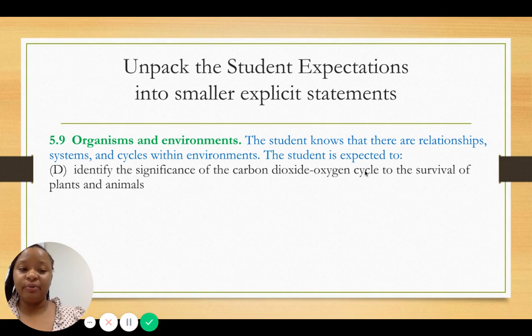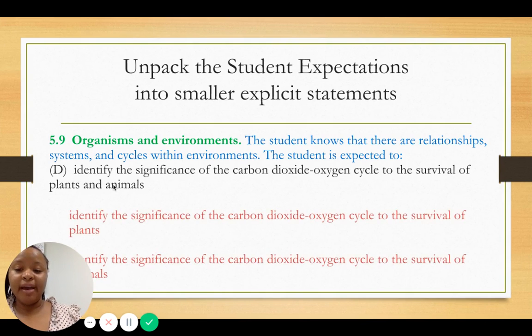What are my contextual components? So what is this dealing with? It's dealing with the survival of plants and animals. So I have one verb, one main topic or concept, but I have 2 contextual parts. So what I need to do is split this up a little bit more so that when I go teach, I am focusing on this skill that they need to do, covering this concept, but applying it to both plants and applying it to animals.